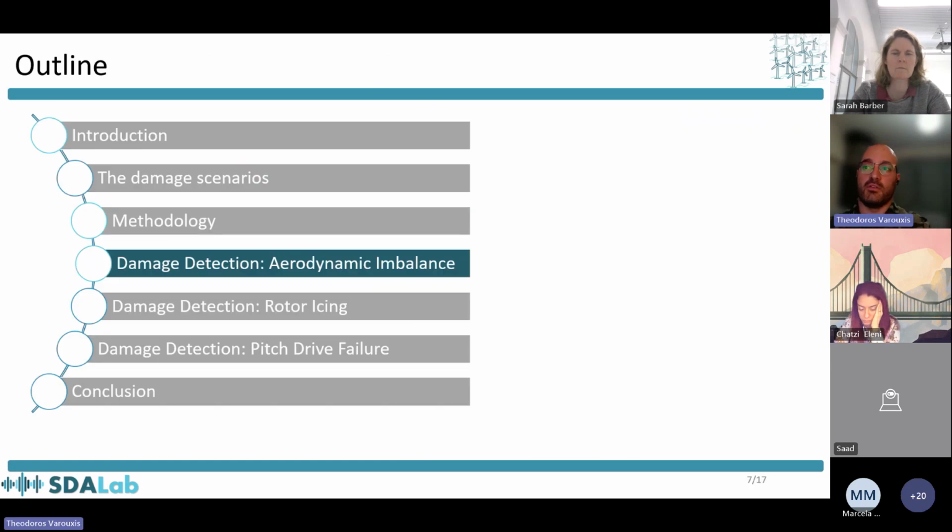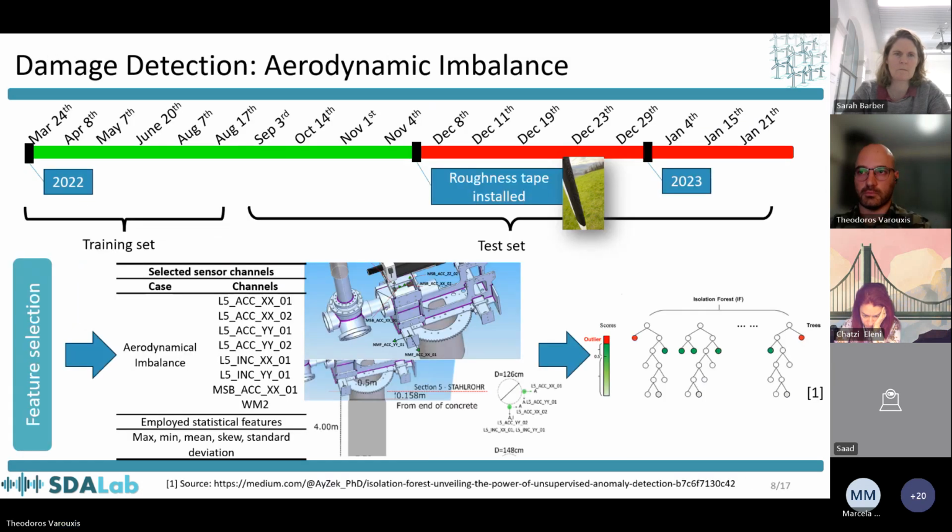Moving to the first case, the aerodynamic balance, we've collected all of the data sets that correspond to that case and consider every case before the roughness tape installed to be the healthy state of the structure and every state after the roughness tape was installed to be the damage state. And we divided the whole data domain into two sets, the training set from March 24th to August 17th, and then the test set or validation set from September 3rd up until January 21st.